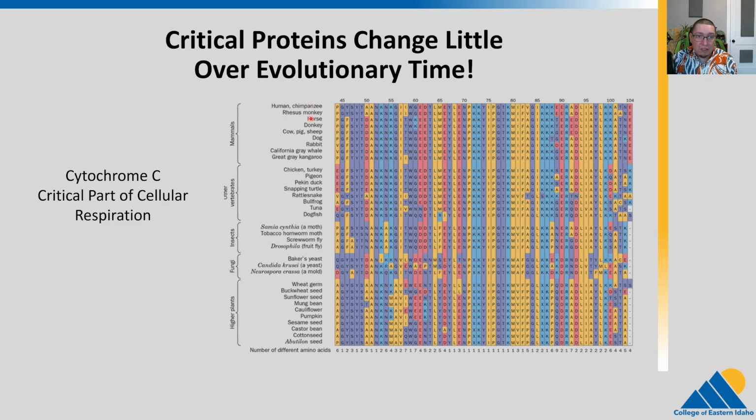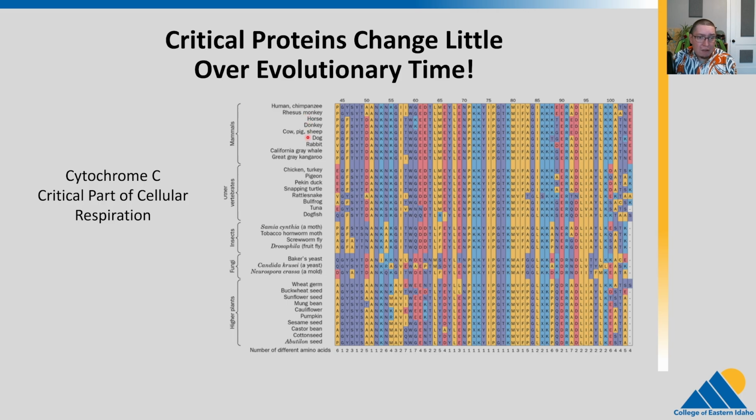Us versus rhesus monkeys, very, very similar. Here, I spot a difference right here. We have a threonine versus an alanine there. But other than that, it looks identical there. So over the however many millions of years between our evolution between rhesus monkeys and humans, there's only been one amino acid that changed there.